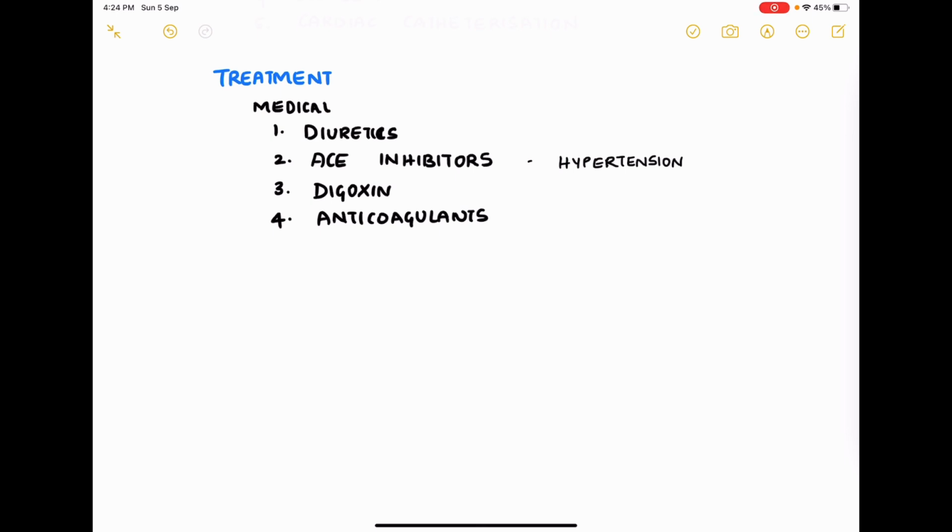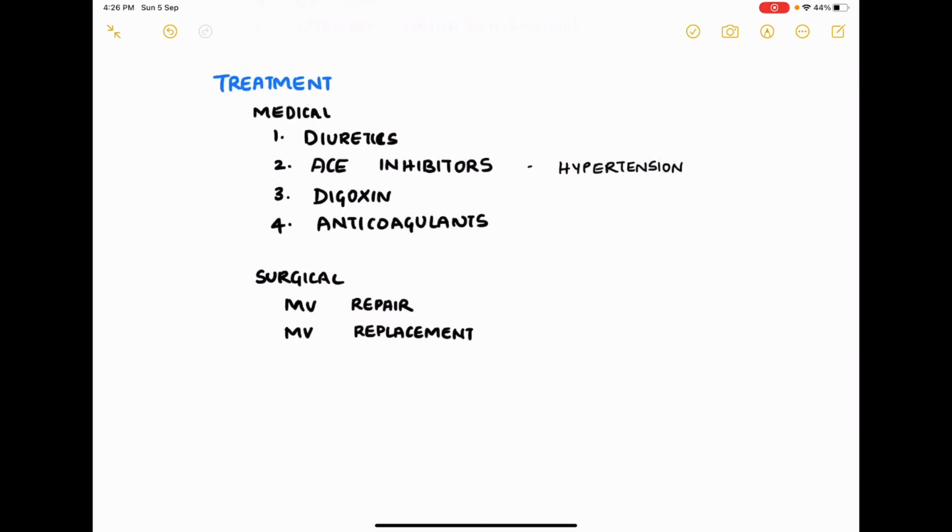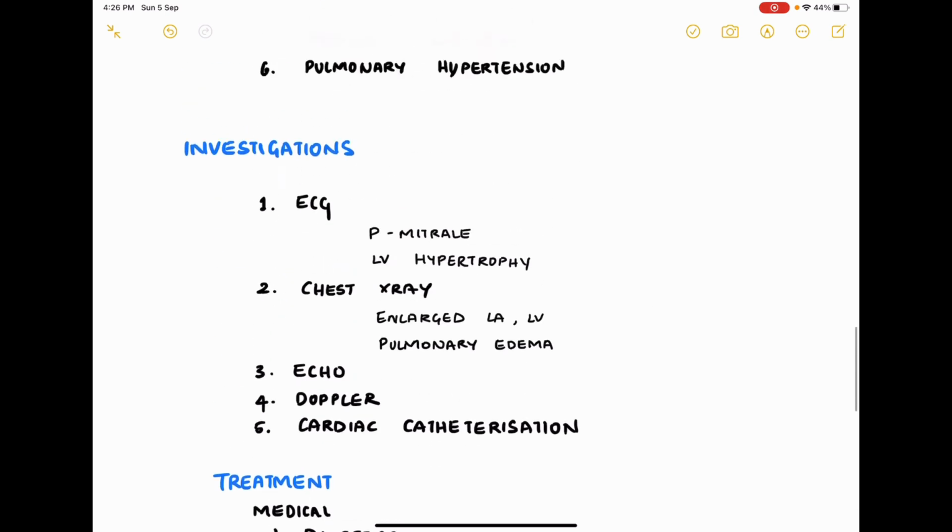Digoxin and anticoagulants will be required if there is atrial fibrillation due to atrial dilatation. In those conditions, you will have to use digoxin and anticoagulants. Surgical treatment includes mitral valve repair and replacement, where repair is more preferred. This ends the topic of mitral regurgitation.